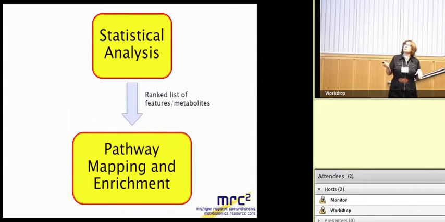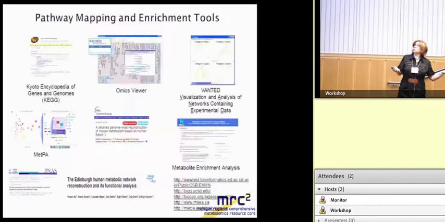Once you have this ranked list of features and metabolites, we can go ahead and do the pathway mapping and enrichment. Ultimately, that's the goal of your experiment, right? You want to know what it all means, that this particular small molecule is upregulated or downregulated, or this group of lipids is changing. What does that mean biologically? How do you put it into a biological context?